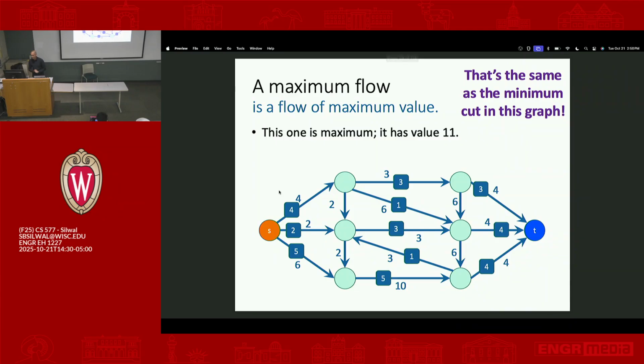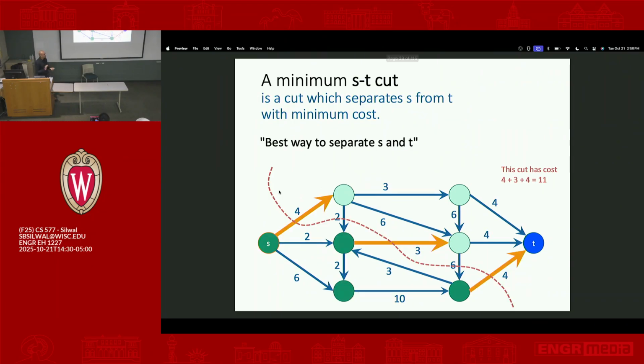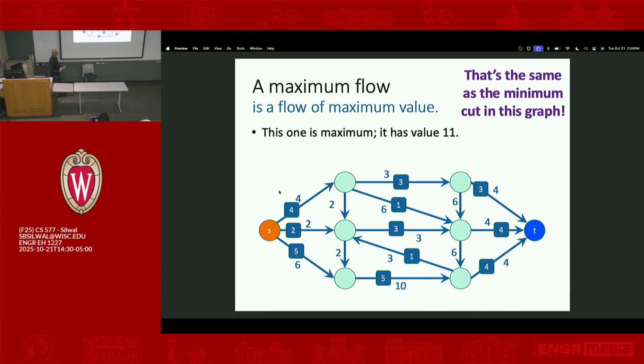Okay. So like I said, in this graph, the maximum flow was 11. Okay, you can trust me. That's the best way to send stuff from S to T. But now, if we go back a little bit to a previous slide, this value 11 was also the best way to disconnect things. Okay. So let me just show these two things. 11 was the best flow from S to T. If I want to send stuff from S to T while respecting the flow constraints, I can only send 11 units of flow. I cannot do better.